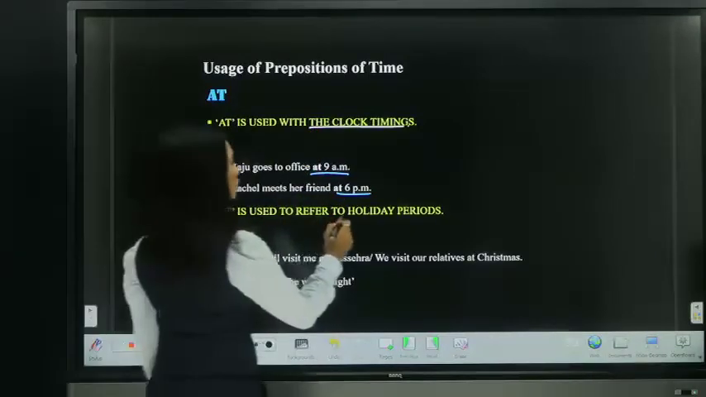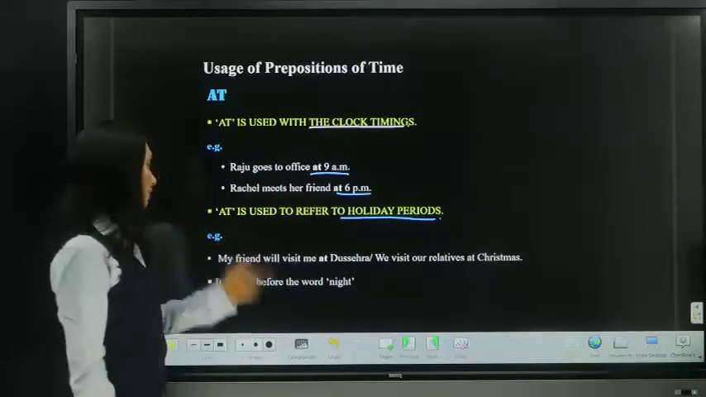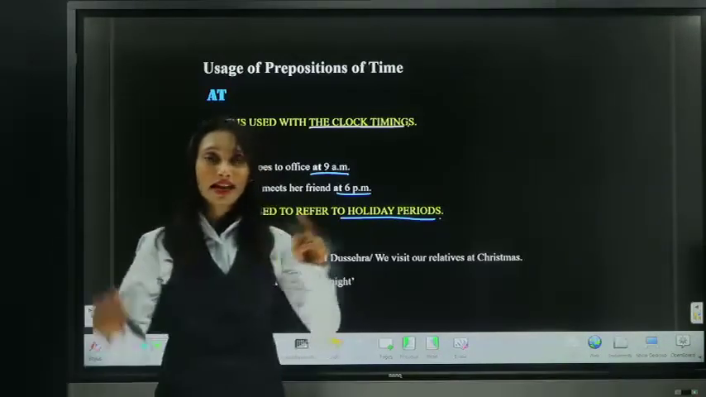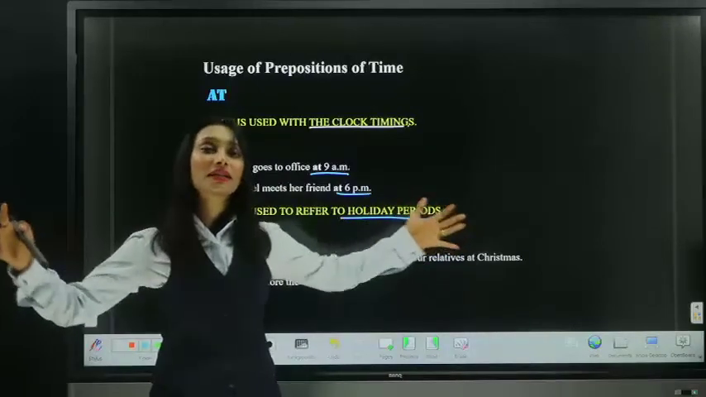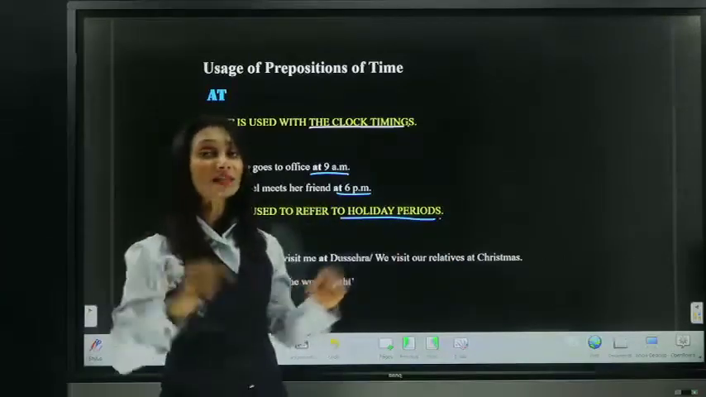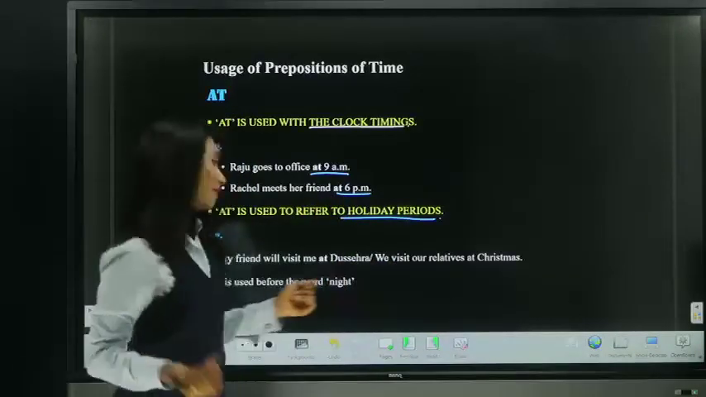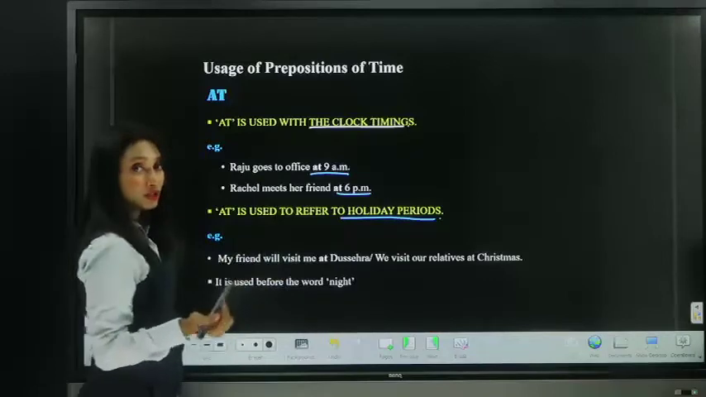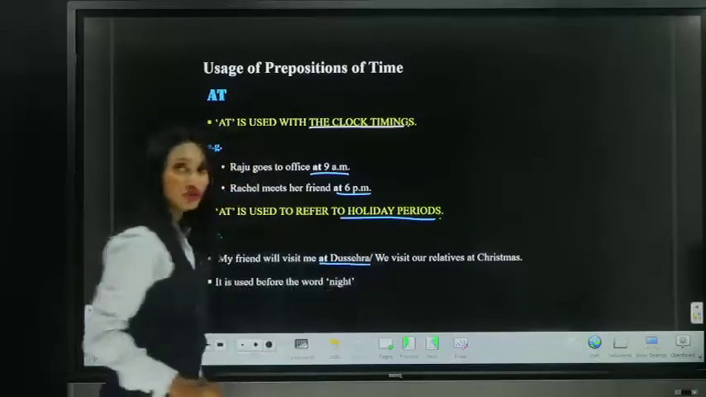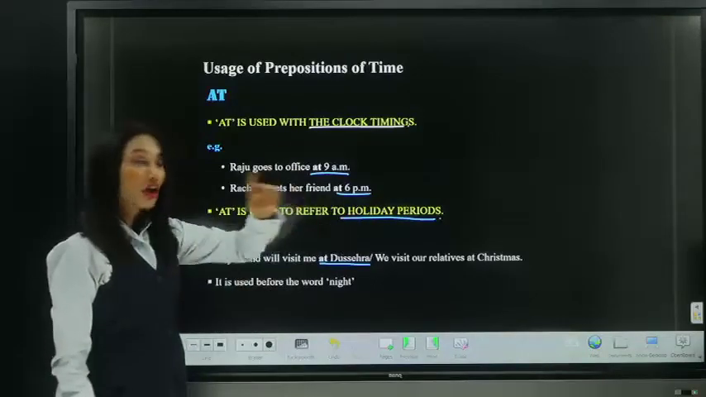And at is used to refer to holiday periods. I'm not talking about holidays, I'm talking about holiday periods. So what is a holiday period? A holiday period is not one day, it's a group of days, a period. So that period of time is where you are on holiday, right? To indicate holiday periods, for example, my friend will visit me at Dashra doesn't mean on Dashra. At Dashra means during those Dashra holidays.